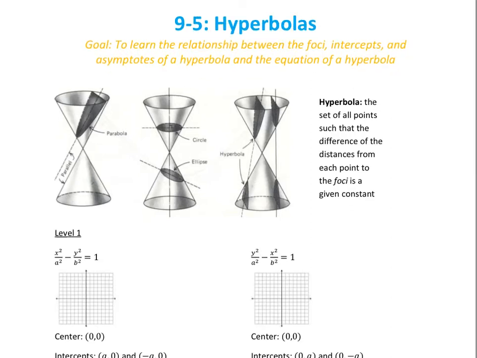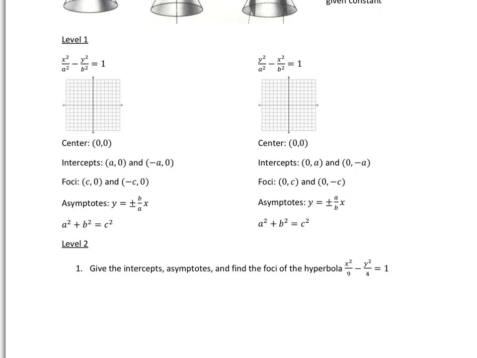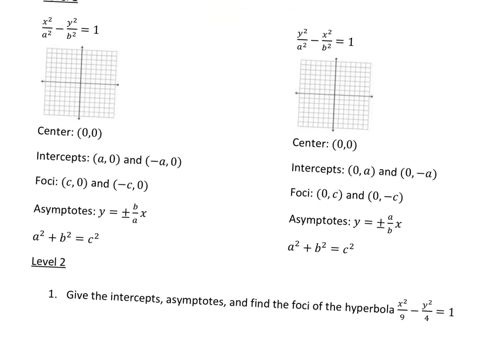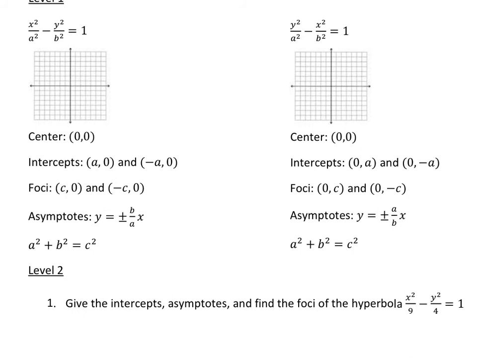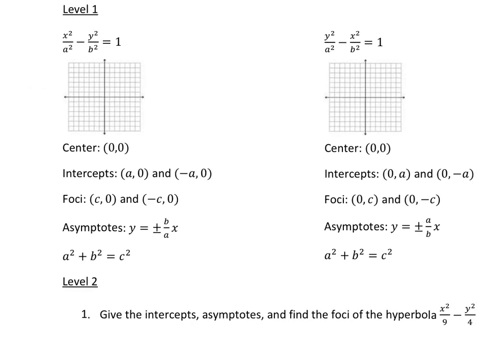We have to be able to deal with these two strands of equations. Just like everything else that we've done so far, one of them is going to open out side to side, and one's going to open up and down. So this one's going to be side to side. This one's going to be up and down. Things to notice here: x squared comes first for the side to side. Y squared comes first for the up and down.